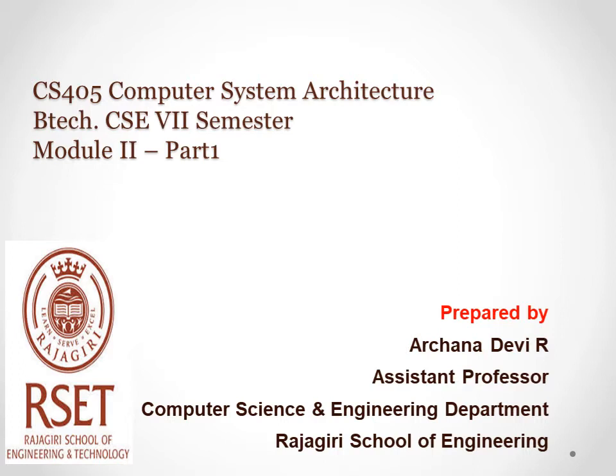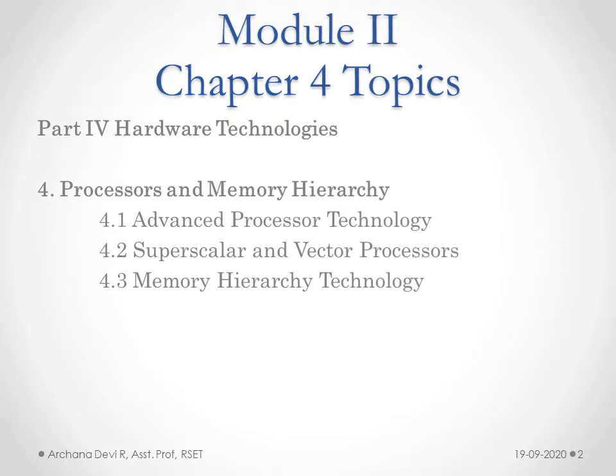So the topic that we are going to see in this video lecture is from the subject Computer System Architecture, which is a 7th semester BTech subject for CSC students. We will be covering the first topic in Module 2. In Module 2, the topics are covered from Chapter 4 in the textbook Advanced Computer Architecture prescribed for K2 students.